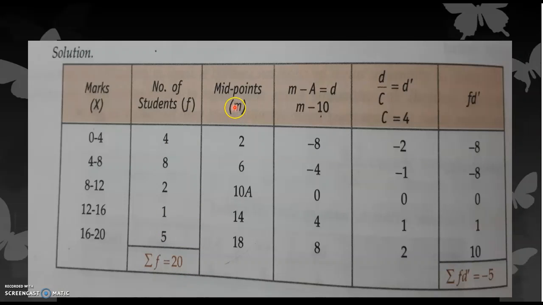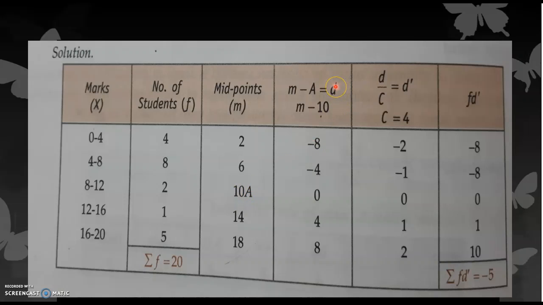Then we have to write the midpoints. 0 to 4 midpoint is 2. 4 to 8 midpoint is 6. 8 to 12 midpoint is 10. 12 to 16 midpoint is 14. 16 to 20 midpoint is 18. Then assume any of these midpoints as the assumed mean. So here 10 is assumed as the assumed mean. 10 is equal to A.